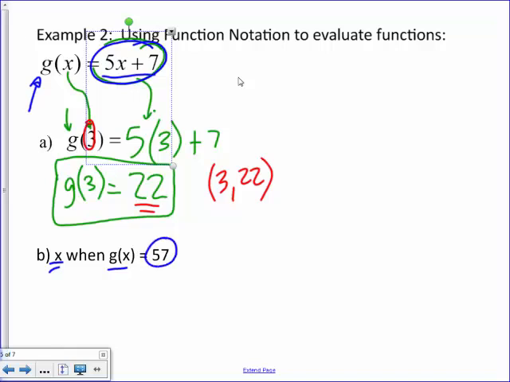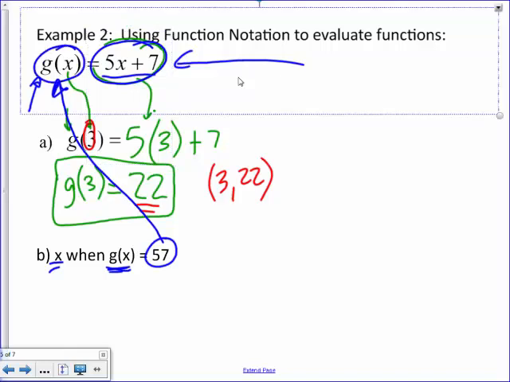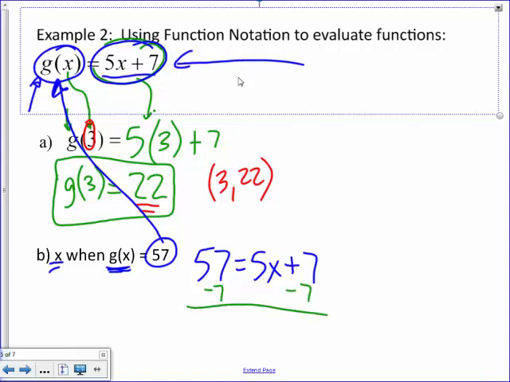Or essentially, I can just replace g of x in this guy up here with 57. So I could replace that g of x piece with 57. So I could say 57 equals f of x, or 5 times x, plus 7. And now I'm solving for x instead. So it's just the opposite. So instead of plugging in for x, we're solving for x.